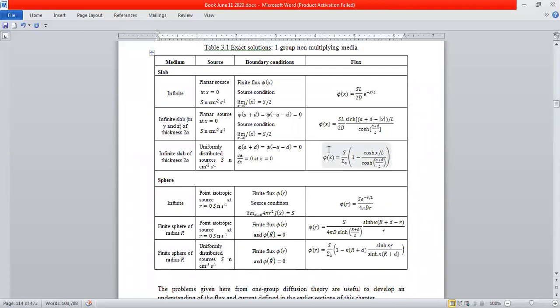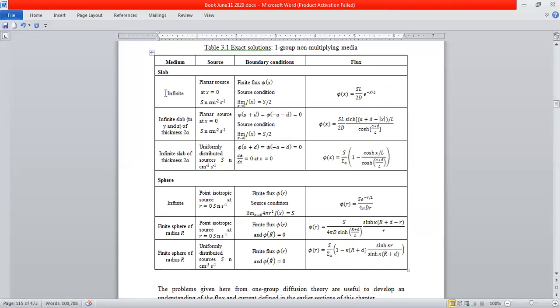So let's look at different media, different source conditions, different boundary conditions, and what we get for the solution of the one group non-multiplying medium. Easiest, always go for a slab. Like in the previous lecture, I looked at a slab. Remember I told you that there's an infinite medium in slab geometry, there's a planar source, and that's how I explained Fermi's age equation to you. So again, I'm going to say the same thing. Let's start with an infinite slab.